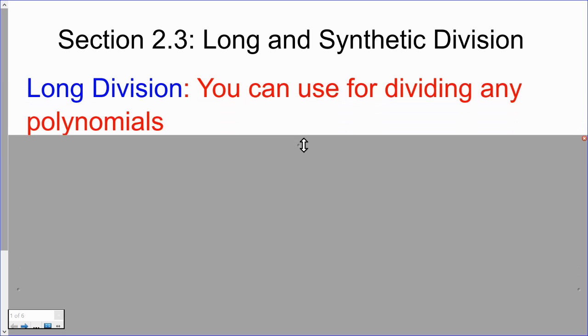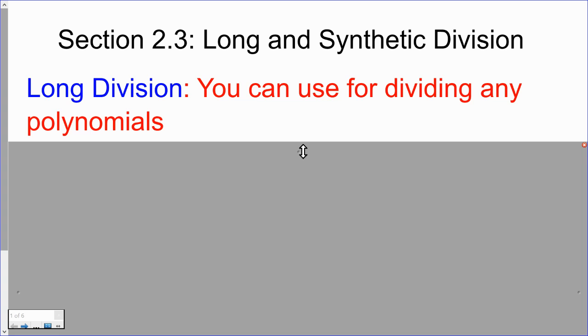Let's talk about section 2.3, long and synthetic division. Synthetic division is something hopefully you guys will remember. Long division is definitely a little bit more tedious, and you can make a lot more mistakes, but it works for any polynomials that you want to divide.